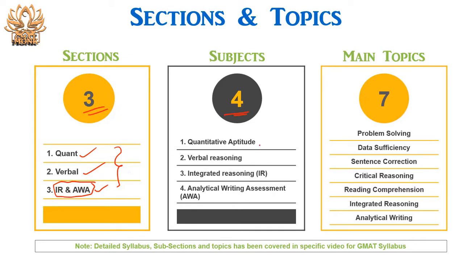So as 3 sections are there, but 4 subjects would be there. Quantitative aptitude, then verbal reasoning, integrated reasoning, and then analytical writing assessment, AWA. Now main topics would be around 7. So what are the main topics? Problem solving and data sufficiency. These will be part of your quant. Then there will be sentence correction, critical reasoning, and reading comprehension. These 3 will be part of your verbal. And then you would get integrated reasoning and analytical writing, that is AWA.